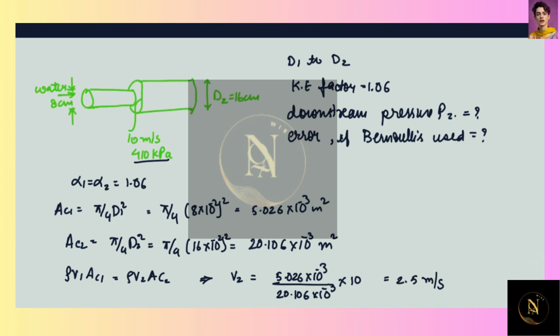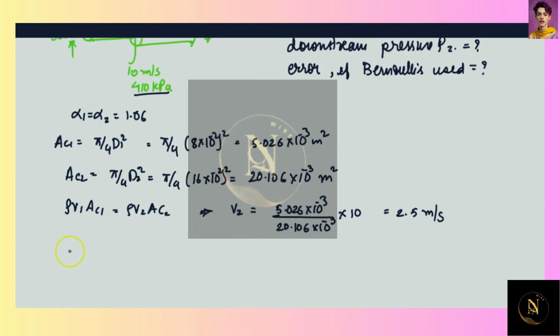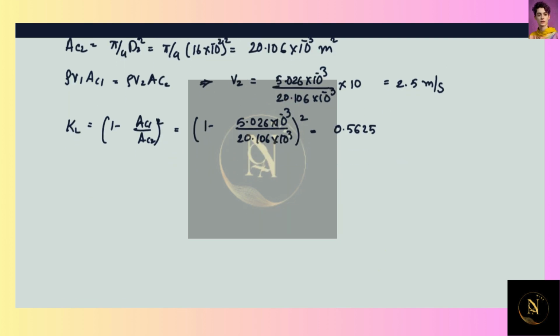The loss coefficient for the sudden expansion is KL equals (1 minus A1 by A2) whole squared. Substituting the values, (1 minus 5.026 into 10 raised to the power minus 3 by 20.106 into 10 raised to the power minus 3) whole squared, and on solving we get 0.5625.